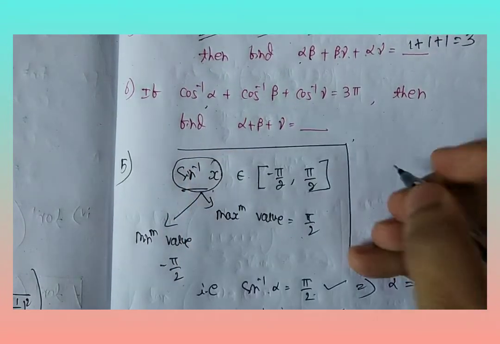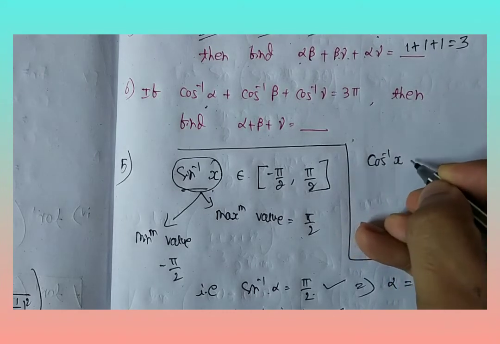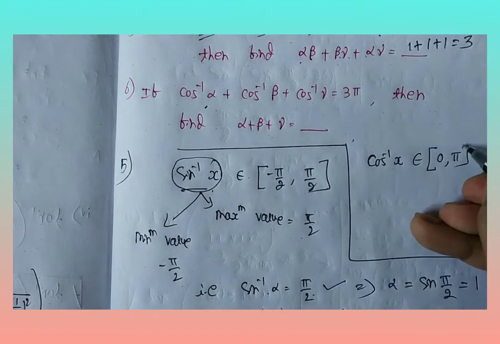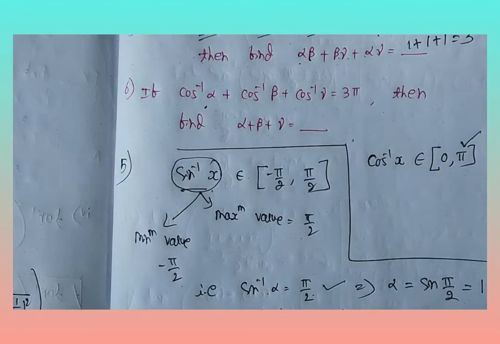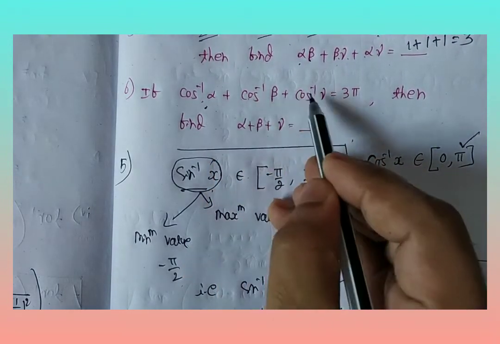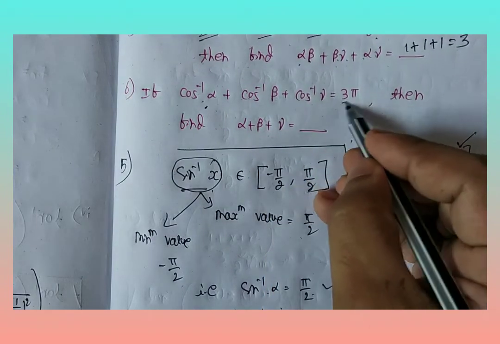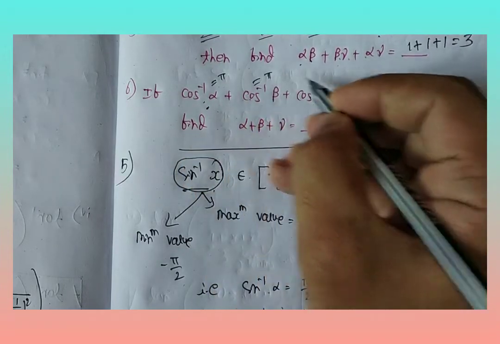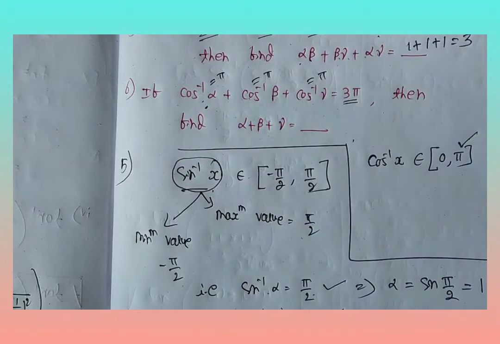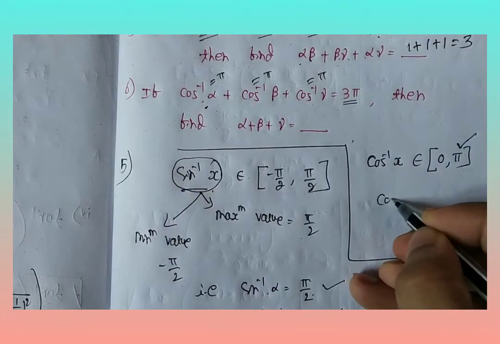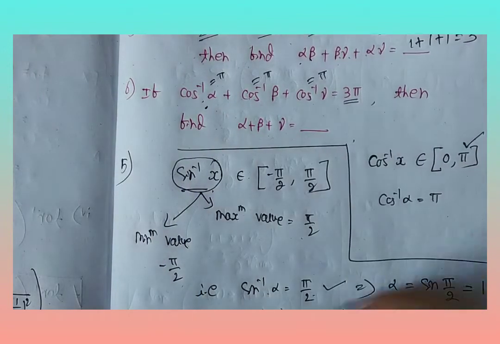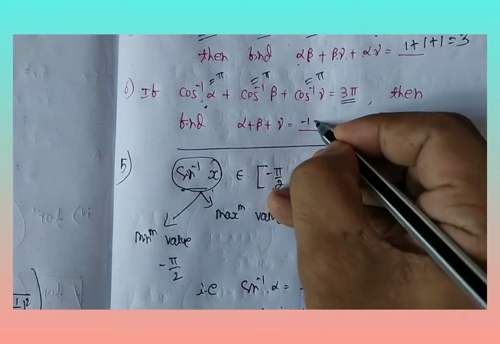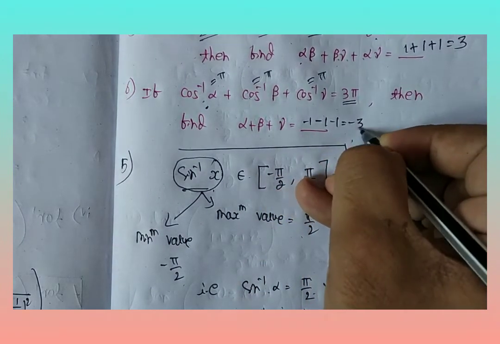In this question, we know that cos inverse x belongs to 0 to pi. That means, what is the maximum value? Pi. If you add these three terms of cos inverse, it gives 3 pi. Then one term is pi, the next term is pi, and the third term is also pi. That means cos inverse alpha equals pi, and the value of alpha is cos 180, which is equal to minus 1. Minus 1, minus 1, minus 1. This answer is minus 3.